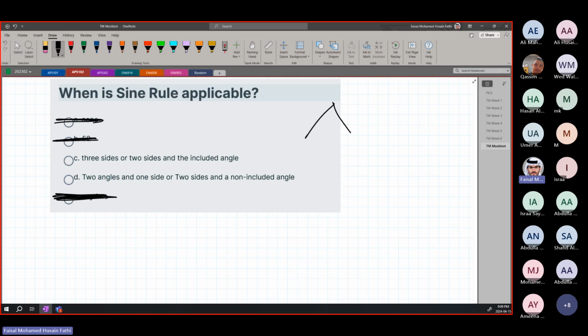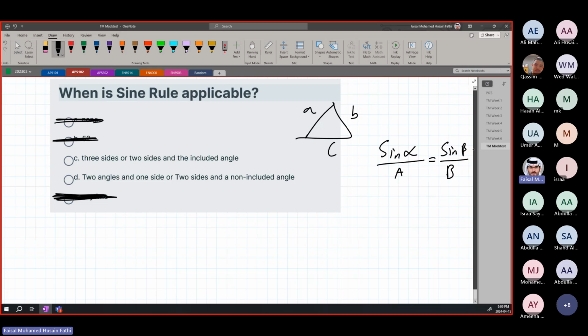When we have 3 sides, we cannot do sine rule. If we have A, B, and C, we cannot use sine rule. Why? Because in sine rule, you have to have sine alpha over A equal to sine of something over B. So you have to have at least one of these angles to be able to solve. All right? So this is also incorrect. So it's 2 angles and 1 side, or 2 sides and a non-included angle.